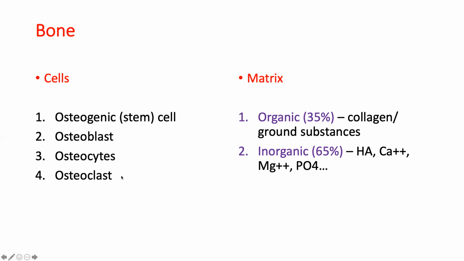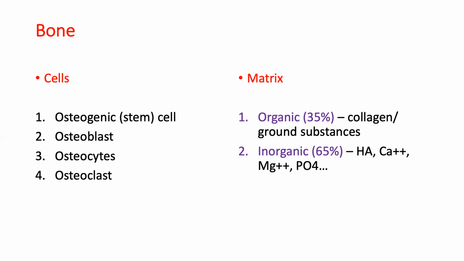So the osteoclast is a hemopoietic cell, which does not come from the osteogenic stem cell, and it is for bone resorption. So when the osteoblast is making bone, the osteoclast is resorbing bone, which means removing the bone. And these two need to be balanced. Osteoblast and osteoclast need to be balanced. Only then do we have a normal state.